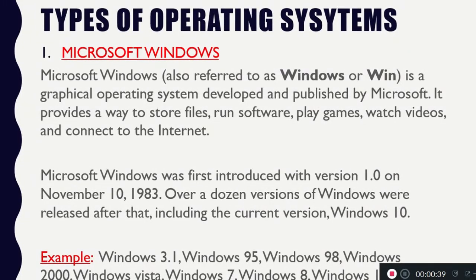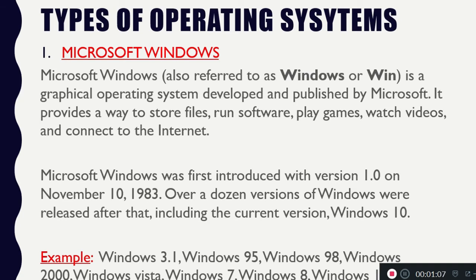Then after that we have also learned about the types of standalone operating systems. The first one of them is Microsoft Windows. It is released by Microsoft. It is referred to as Windows or Win. It's a graphical operating system developed and published by Microsoft. It provides a way to store files, run software, play games, watch videos, and connect to the internet.